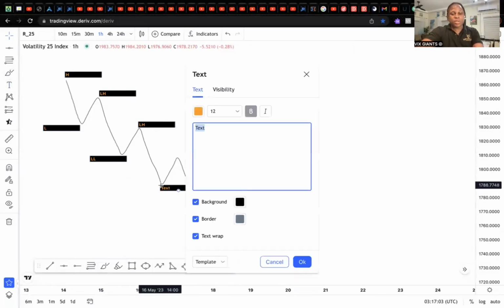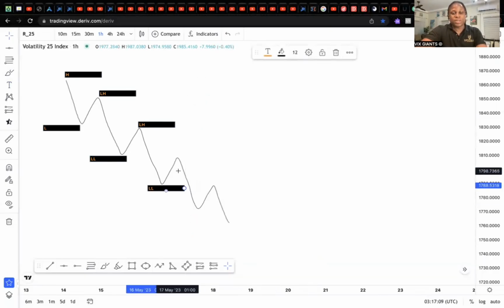So this point is a lower low. You get me? Because it's actually lower than the previous low. It's pretty much pullback, lower high. So that's the textbook definition of a downtrend, guys. You normally look out for the market creating structure like this. Lower highs, lower lows, lower highs, lower lows, lower highs, lower low, right?